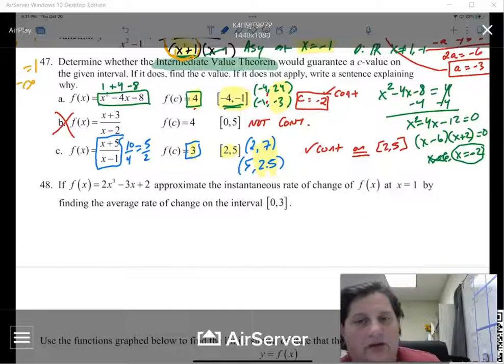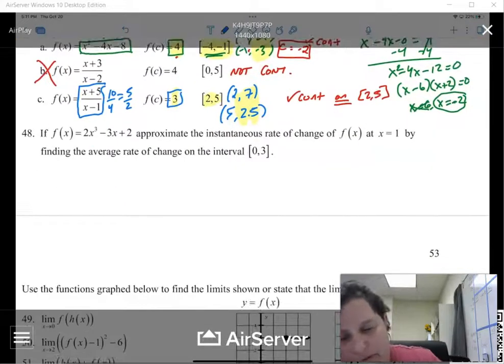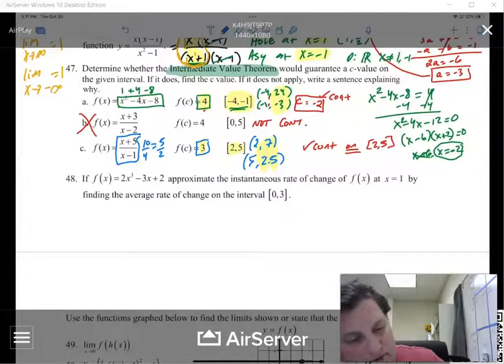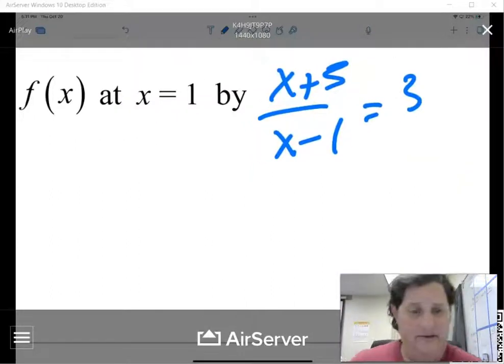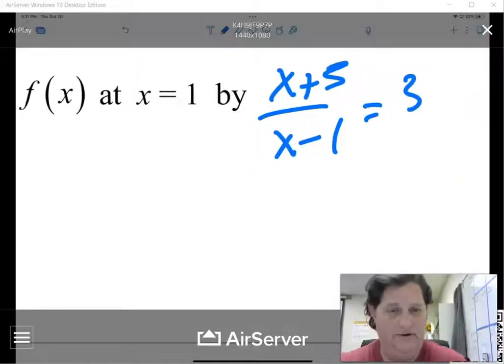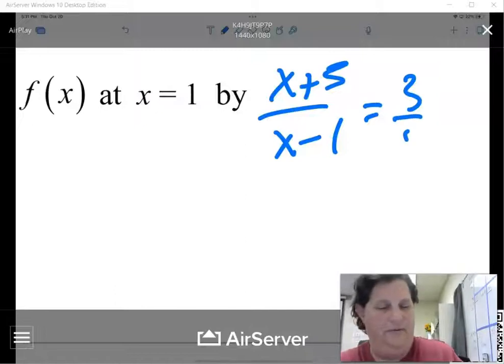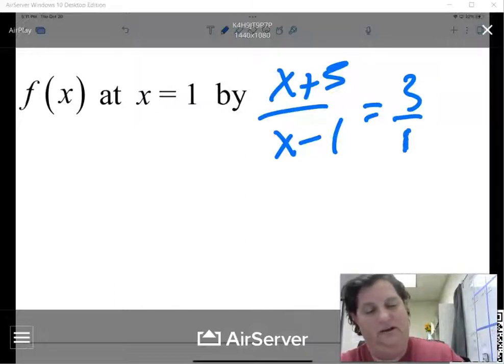So then the actual work of the problem. Let me go ahead and do it over here. X plus 5 over x minus 1 equals 3. Now guys, let's make sure we all remember how to solve this. I know a lot of times you guys get to this point, you're like, wait, what do I do from here? If I put that over 1, does that help? We just cross multiply.